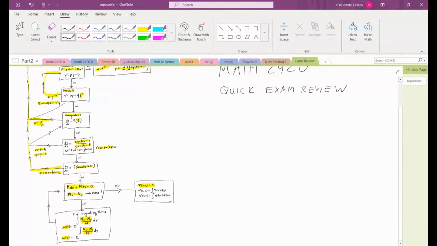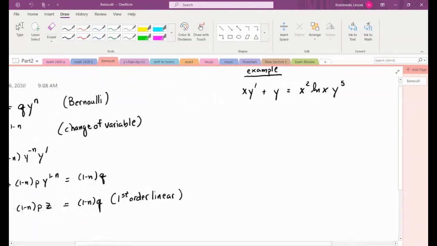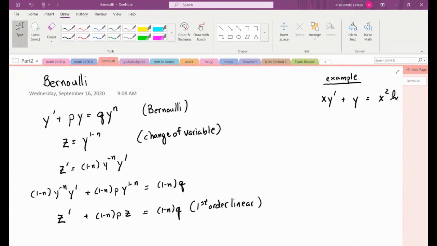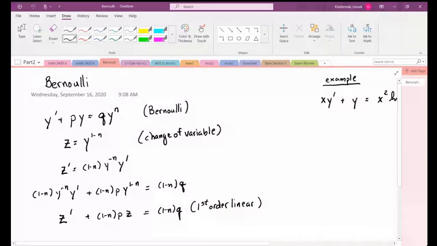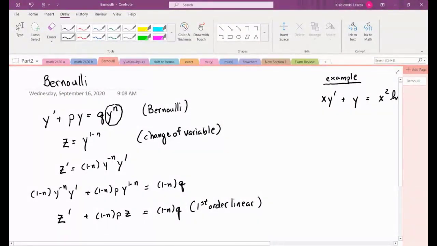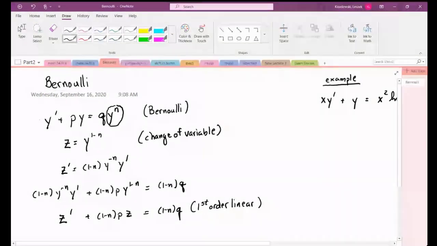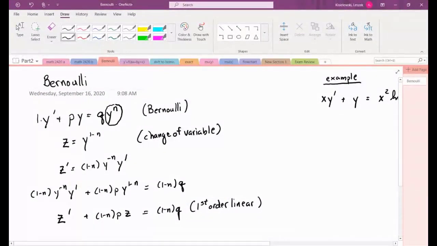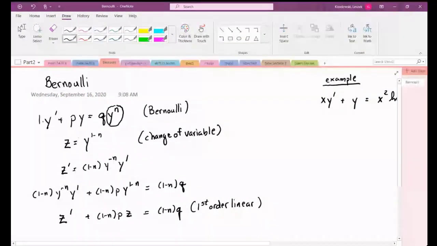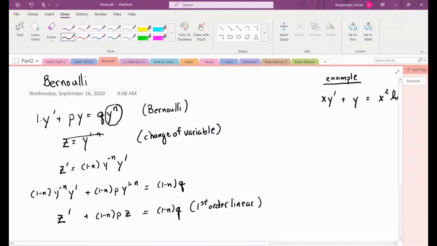Okay. So let's just go ahead and do a Bernoulli. So again, you have this y to the n. So I'm writing this in conventional form, meaning that the coefficient for y prime is 1. So you might have to rearrange a bit to get this in the conventional form. And we know the change of variable. And you should get, if you want to memorize, a first order linear differential equation.